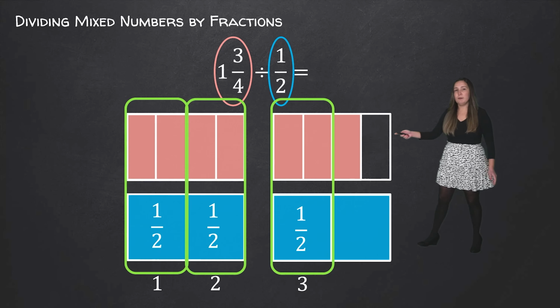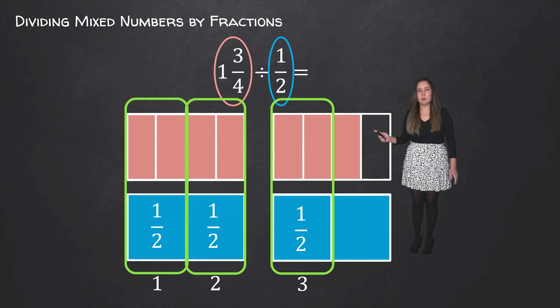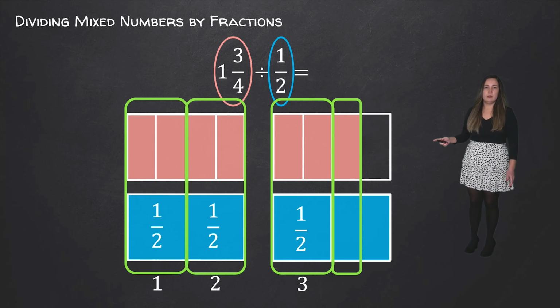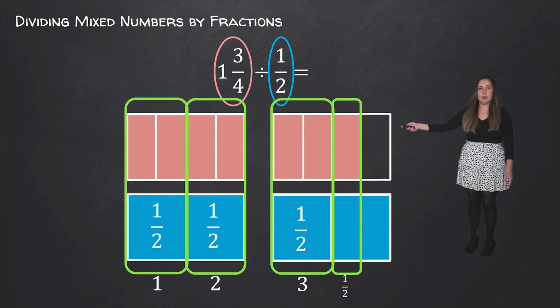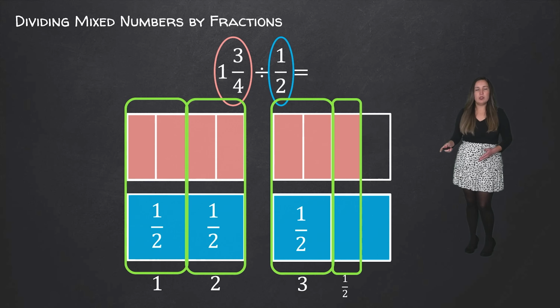But here, we don't have enough to make a group because we would need 2 of these pieces, but we have 1 out of 2 of these pieces in order to make a group. So here, this would be half, because if we had another pink piece, that would make another group, but we only have half of what we need to make a group. So 1 3/4 divided by 1/2 is equal to 3.5.